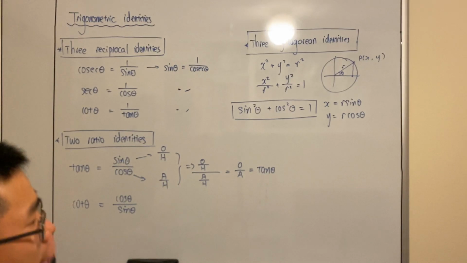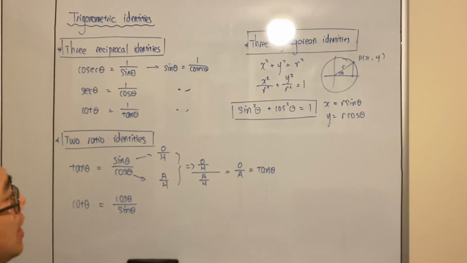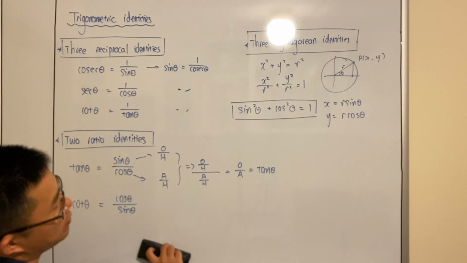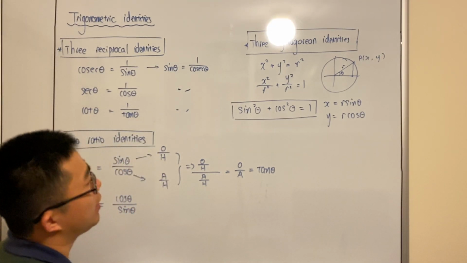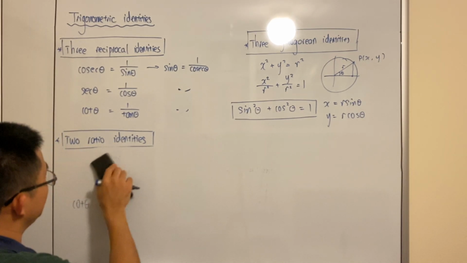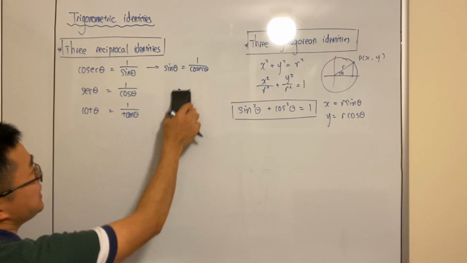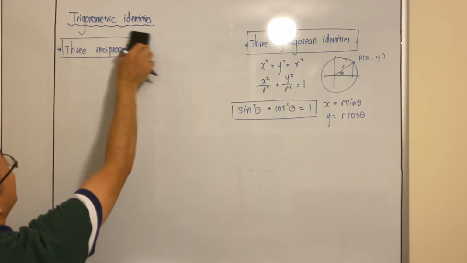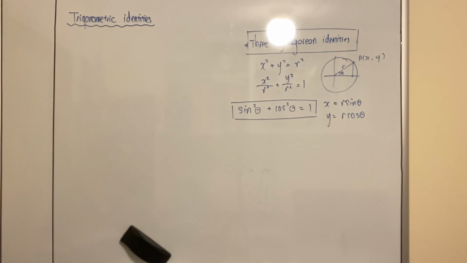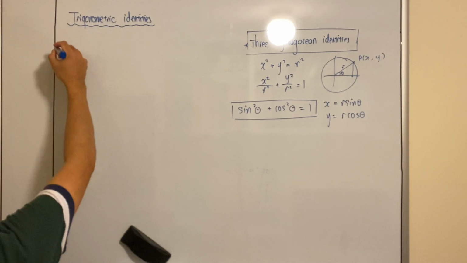Now, from this Pythagorean identity, we can deduce another two identities. And in the last lesson, I remember I showed you guys how to derive this formula here. So let me just remove that part first. All right, so for the second one, what I can do is say, for example, we have sine squared theta plus cos squared theta equals 1.